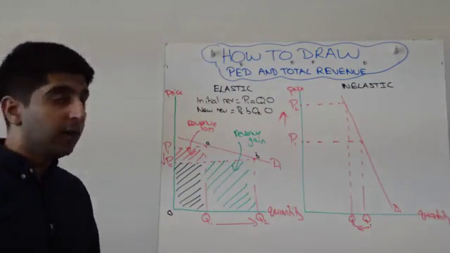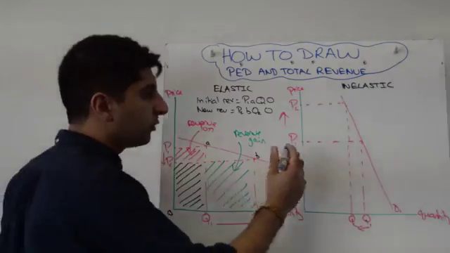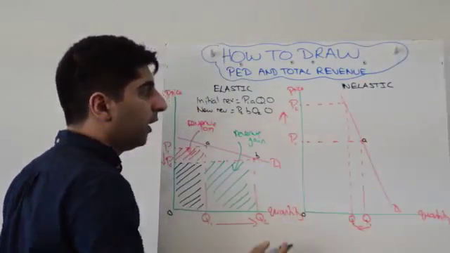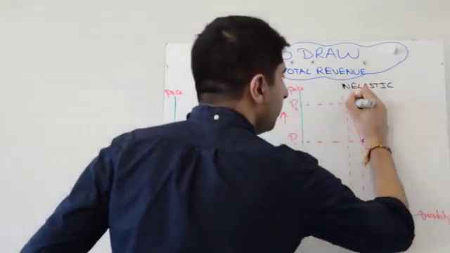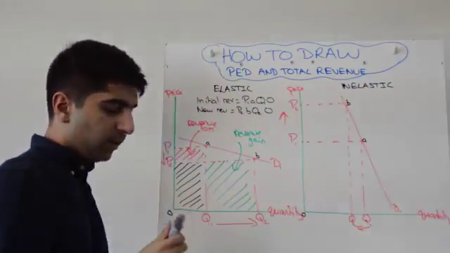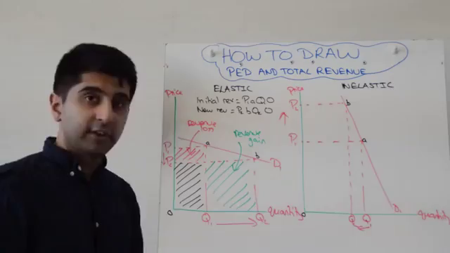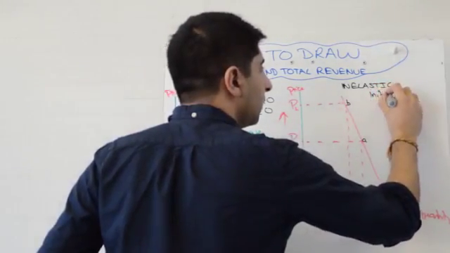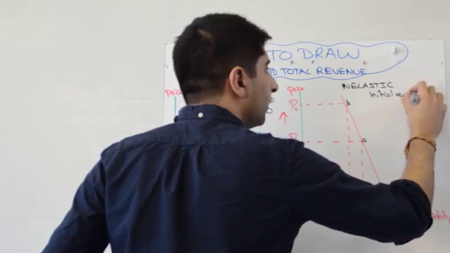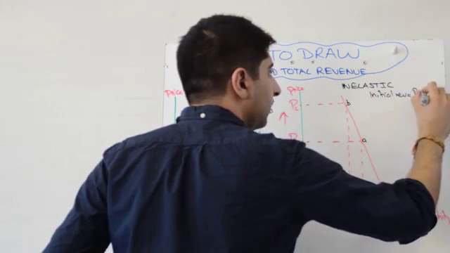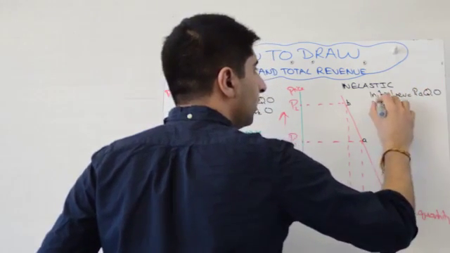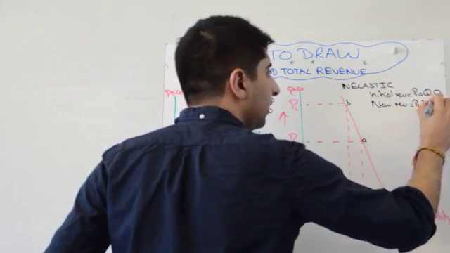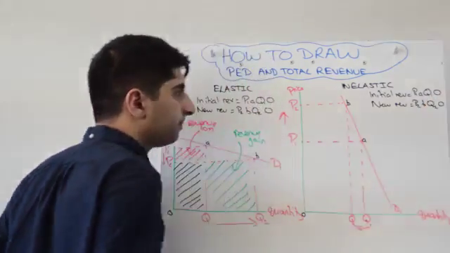And again, we want to show initial and new revenue. So initial revenue was P1, A, Q1, 0. New revenue is P2B, Q2, 0. Yeah? Price times quantity to work out revenue. So let's quickly write that in. So initial rev was equal to P1A, Q1, 0, whereas new revenue is equal to P2B, Q2, 0.